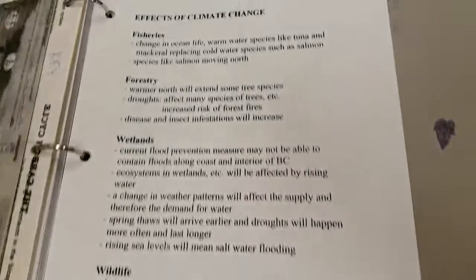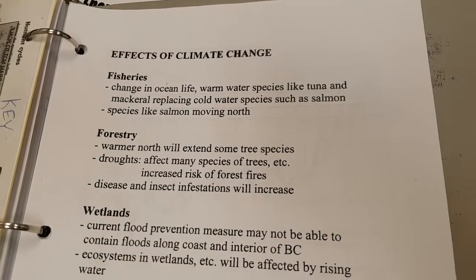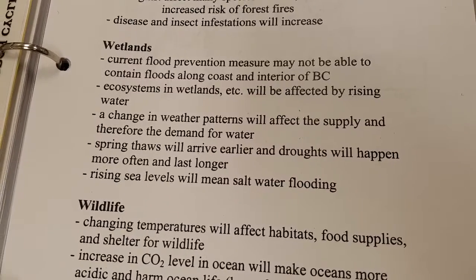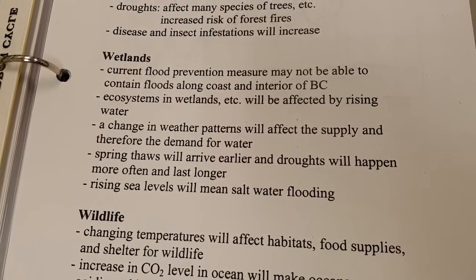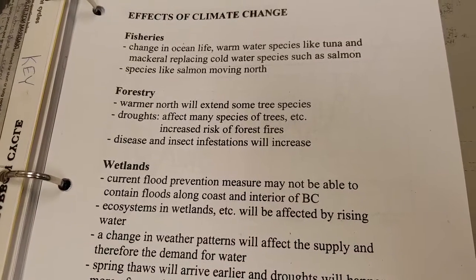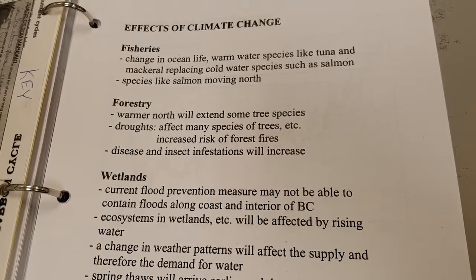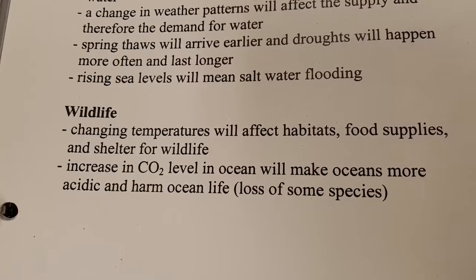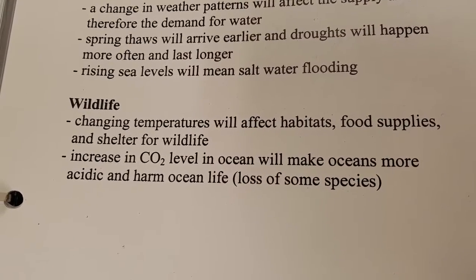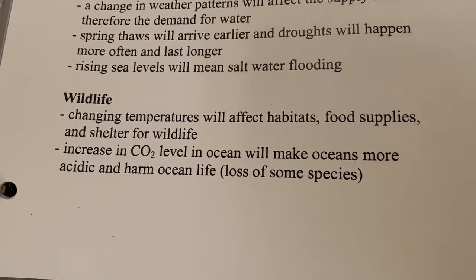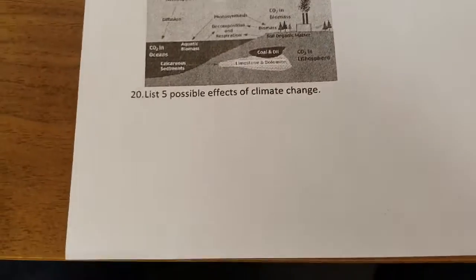Trying to find here effects of climate change. So we got fisheries, we got forestry, wetlands, and wildlife. So there's many different things that could happen there, everything from changing weather patterns and droughts, fisheries, species migrating elsewhere, and temperatures that cause the food supply to diminish. So there's lots of different things there. All right, so that's basically the list of going through the questions.